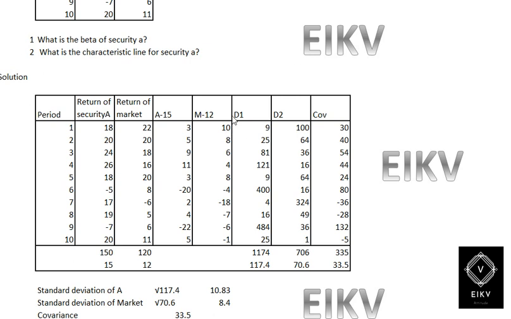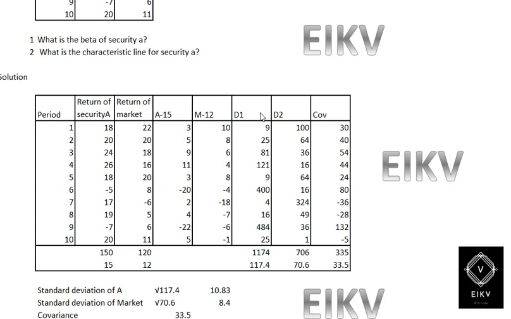Then for the market return, it would be M minus 12. For the first case M would be 22 and for the second case it would be 20. So 22 minus 12 will give you 10, and 20 minus 12 will give you 8, and 18 minus 12 will give you 6 and so on.